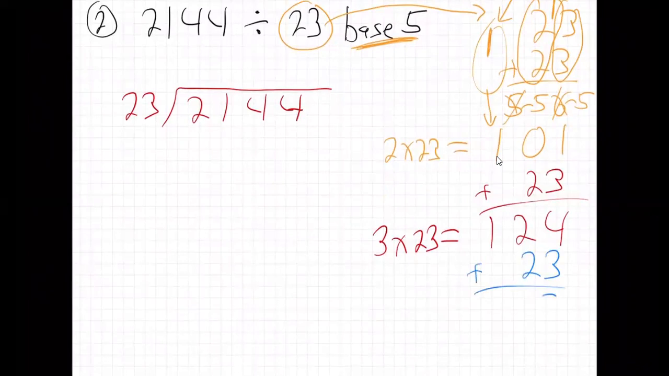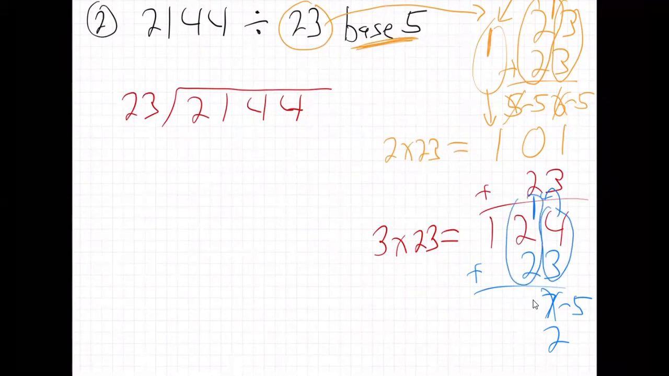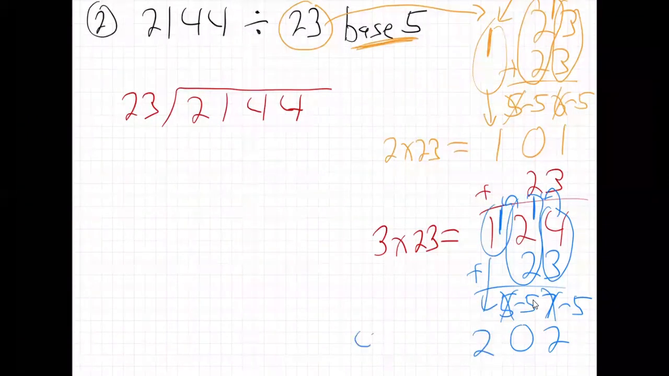4 and 3 makes 7, but nope, you can't have a 7 in base 5. So cross it out, subtract 5, leaves the 2, carry to the next column. 2, 2, and 1 makes 5, but again, nope. Subtract 5, leaves a 0, and carry 1 and 1 makes 2. There we go. 4 times 23 is 202, and that's as far as we need to go because we've made it all the way to 4, right?